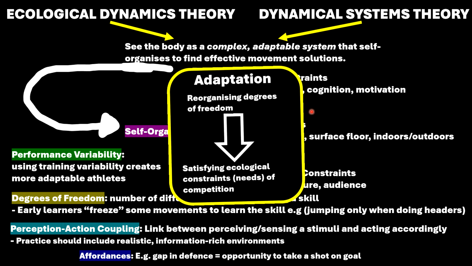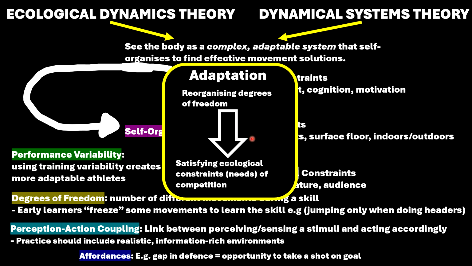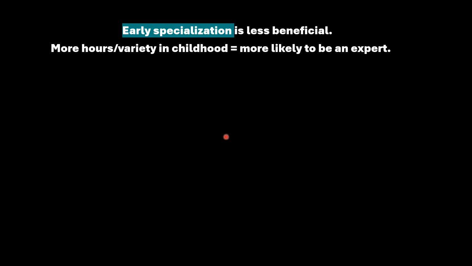Lastly, let's look at adaptation. Okay, and this is essentially reorganizing the degrees of freedom, satisfying the ecological constraints or the needs of the competition. So we reorganize the number of different movements needed for a skill. Listen carefully, okay? To end nonlinear pedagogy, let's talk about young athletes.